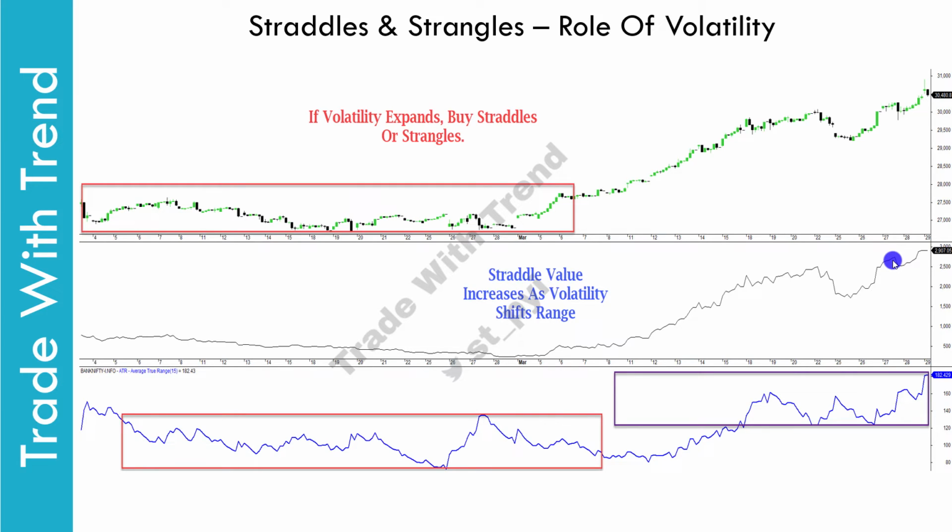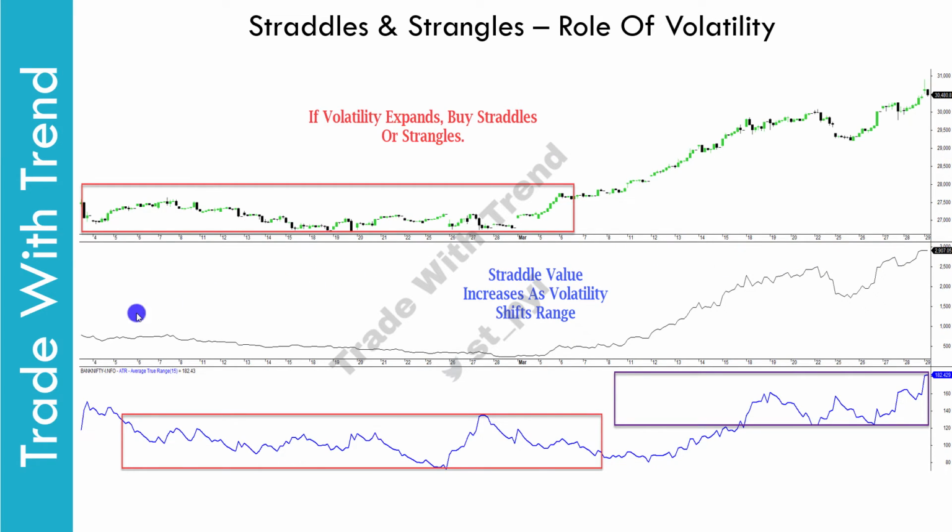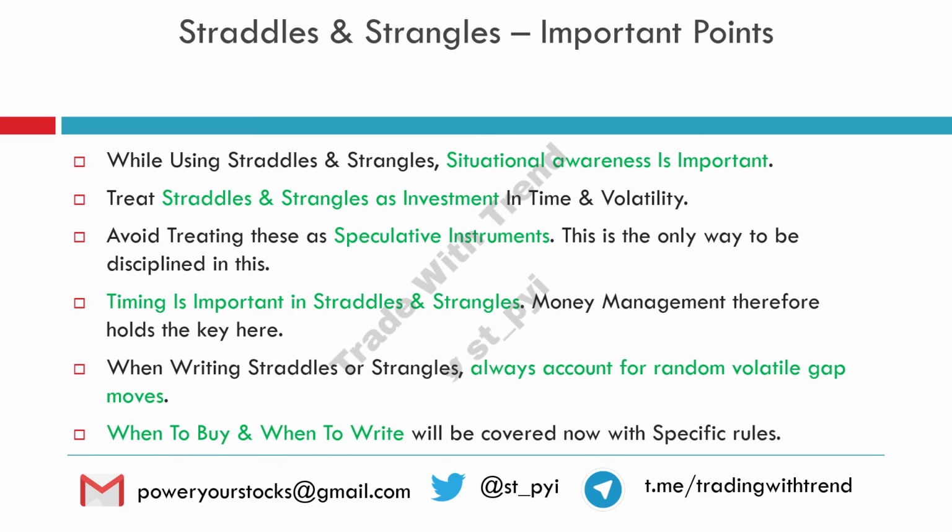Now, this is what you have to target if you are a straddle buyer. Always account for volatility expansion and volatility contraction, and then accordingly choose whether you have to buy a straddle or write a straddle. So let us now move to a couple of important points before we move to the implied volatility section.